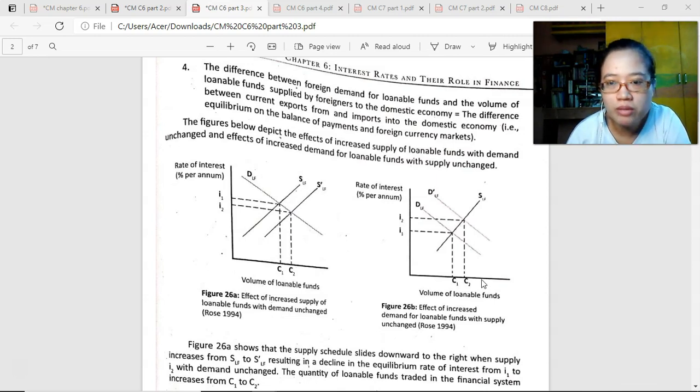Okay? Tapos itong kabila, you have your supply, tapos yung demand naman niya ay tumaas ba? Bumaba? Which is D1. Okay, is this the D1? Okay. Tumaas yung demand niya. Okay? So, kapag tumaas yung demand, tataas din yung interest rate. Okay? Tapos, since tumaas yung interest rate, normally, yung supplied funds would increase as well.